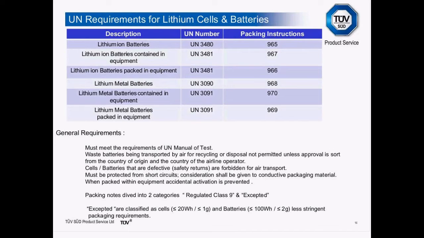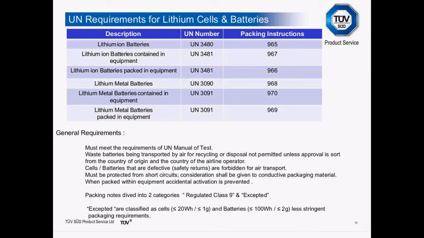The packing note is basically divided into two categories, which are regulated class 9 and exempted. Exempted is basically classified as cells that have a rating of less than 20 watt-hours for a rechargeable battery, or for a primary cell, a lithium content of less than 1 gram. For batteries, it would be for rechargeable less than 100 watt-hours or less than 2 grams lithium content. In this case, there would then be less stringent packaging requirements.